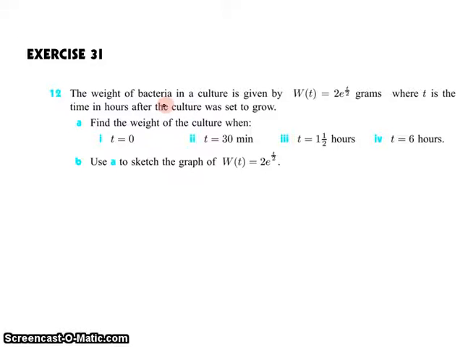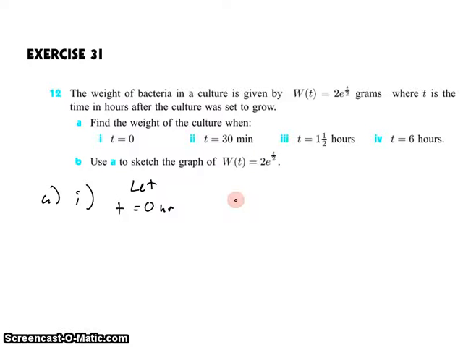We're told that the weight of bacteria in a culture is given by W, and it varies by the function 2e to the power of t on 2 grams. T is the time in hours after the culture was set to grow. We want to use this to find the weight of the culture when t is 0, 30 minutes, 1.5 hours, 6 hours. So on A, part I, we're going to let t be equal to 0 hours.